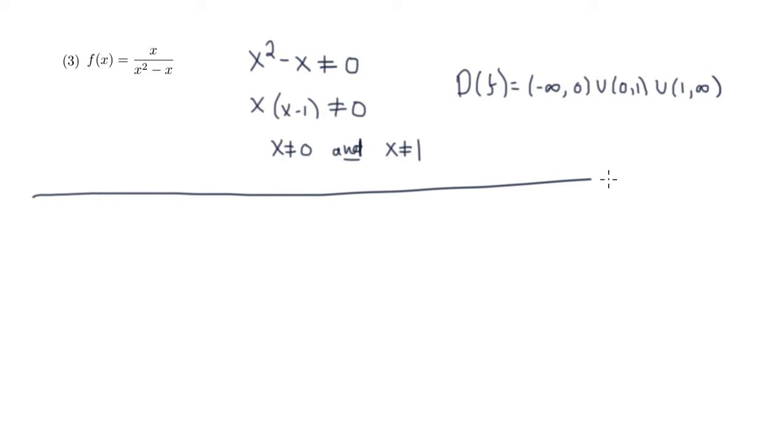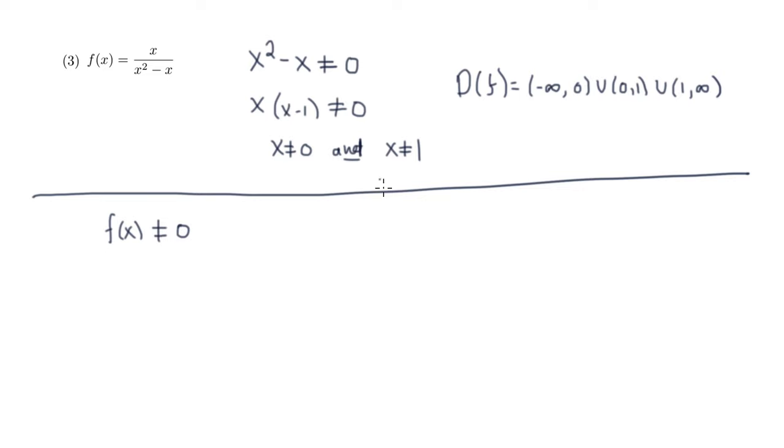The range here is a little tricky, and you just have to kind of go with your gut. So let's suppose we're looking for the range here. I want to notice right away something that's true, that f of x is never equal to 0. And why is that? Well, the only way that f of x is going to be 0 is if the numerator is 0. But the only way the numerator is 0 is if x is 0. But x is not in the domain of the function, so f of x can never be 0.